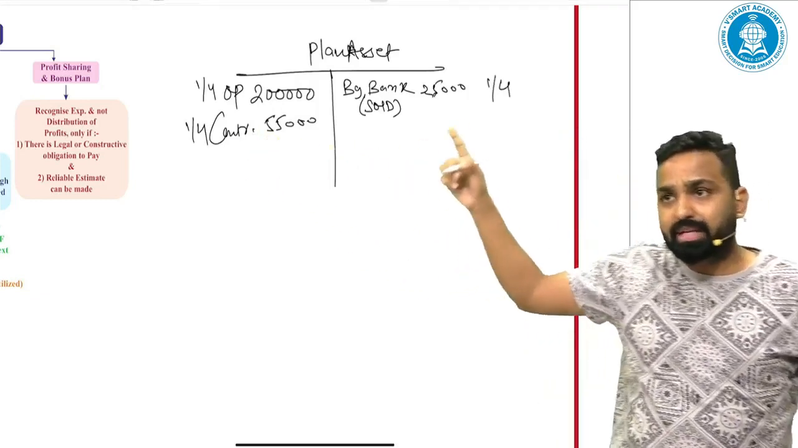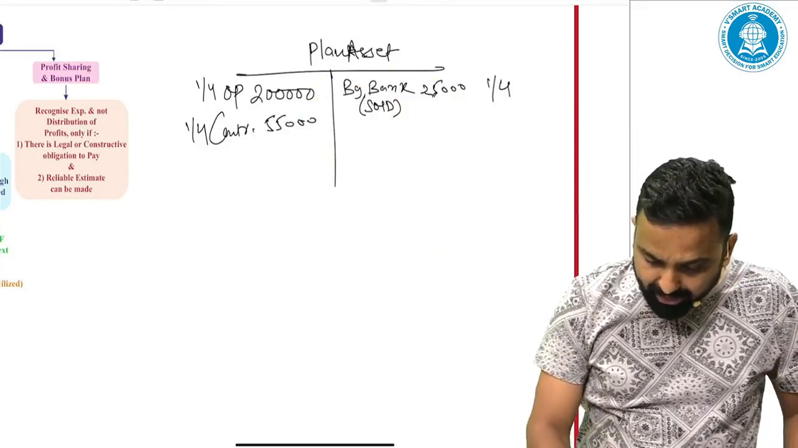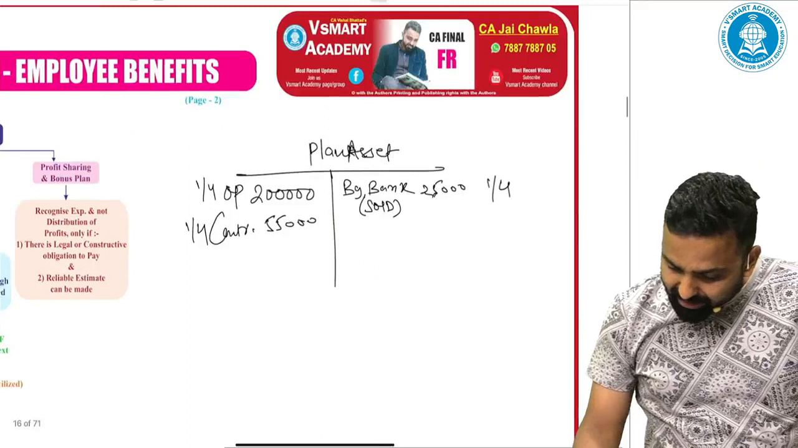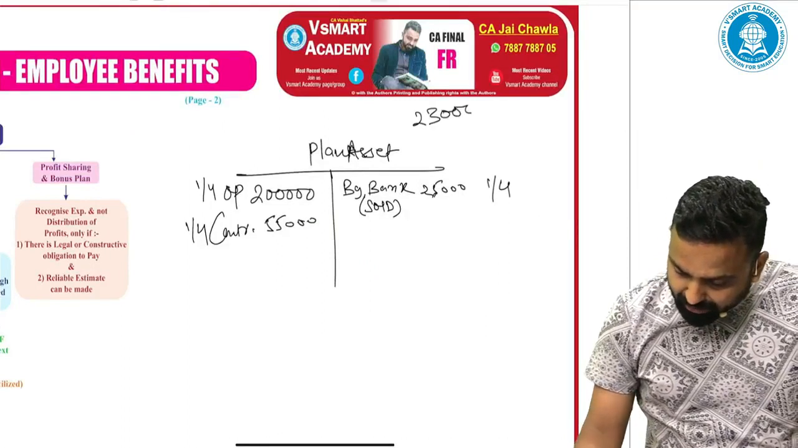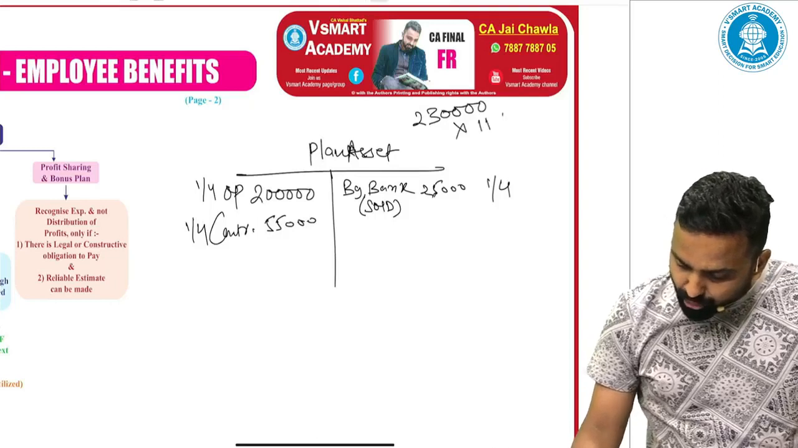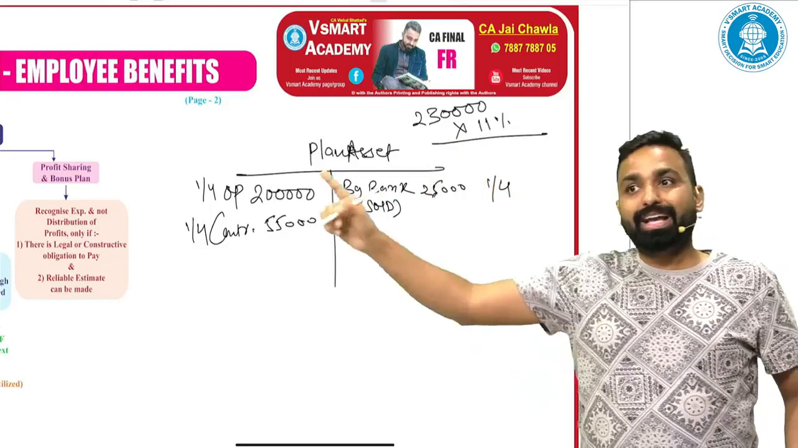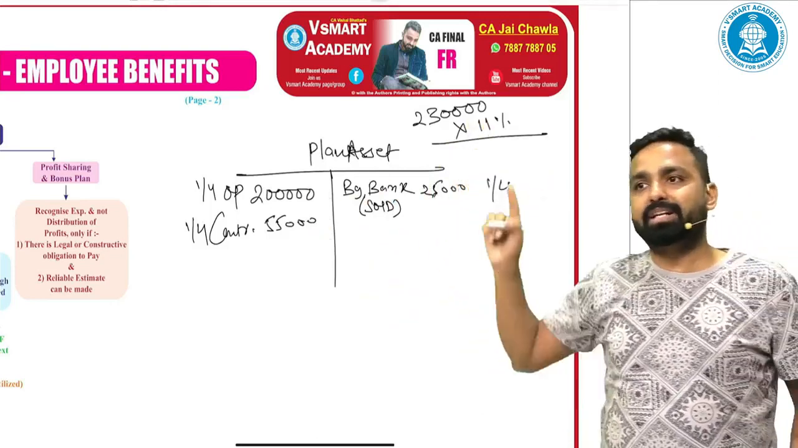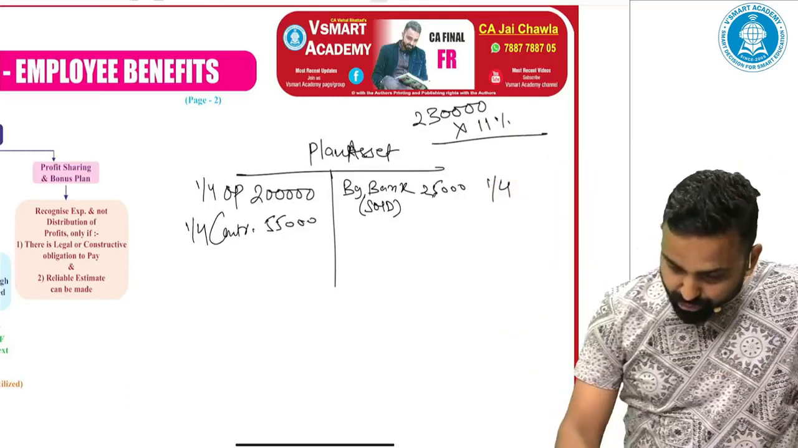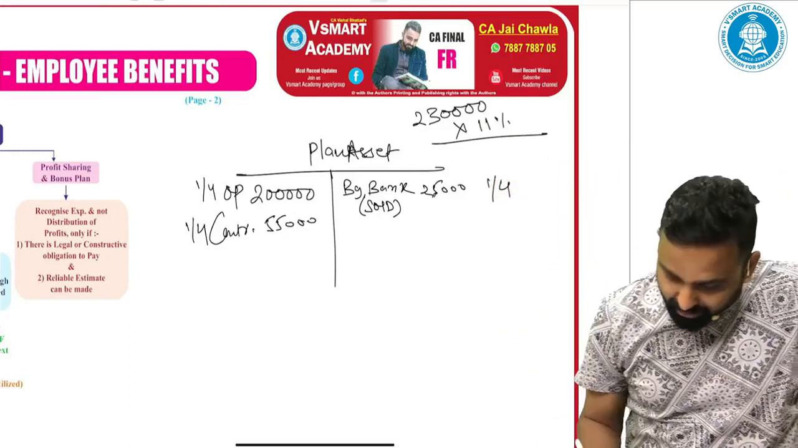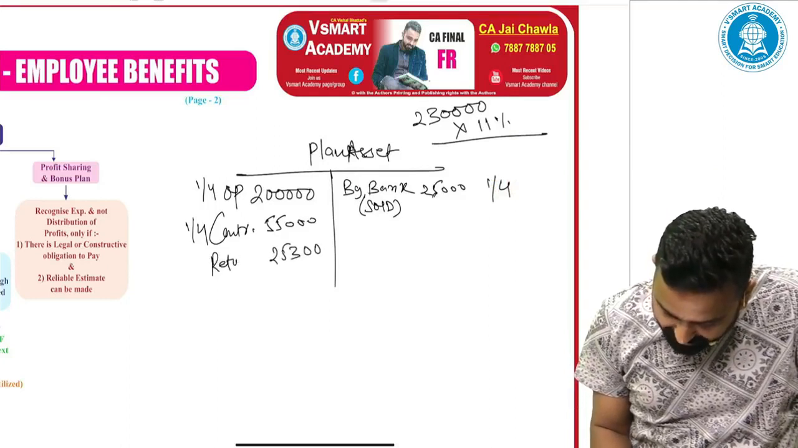1st April. So can you please tell me the balancing figure on 1st April? 2 lakh plus 55 minus 25. So the balance is 2,30,000. So the balance as on 1st April was 230, on which we have to apply 11% expected return on the plan asset. So expected return on the plan asset is 11%, that comprises interest, capital gain and other cost also. So 230 into 11%, we have to book 25,300 as the return on plan asset.